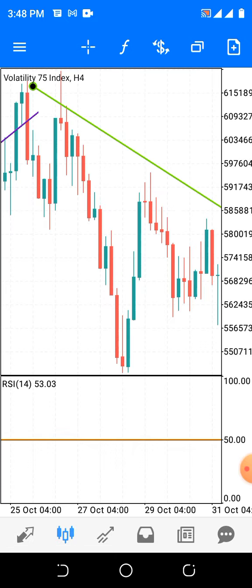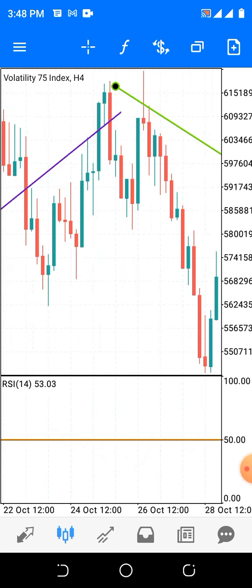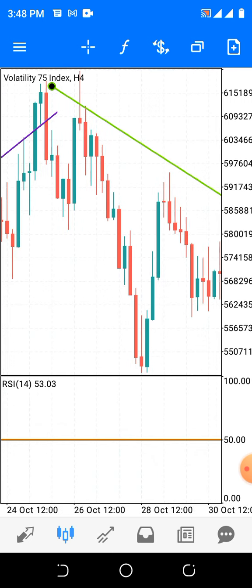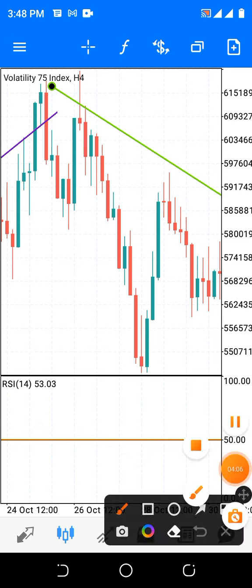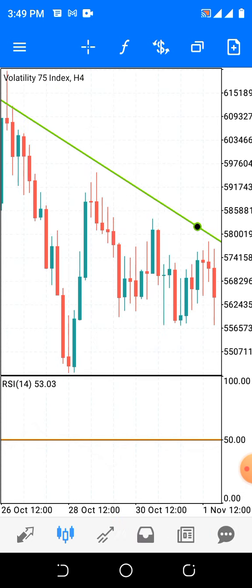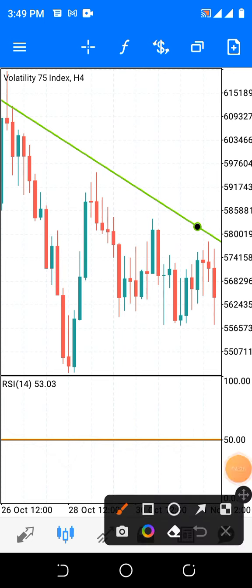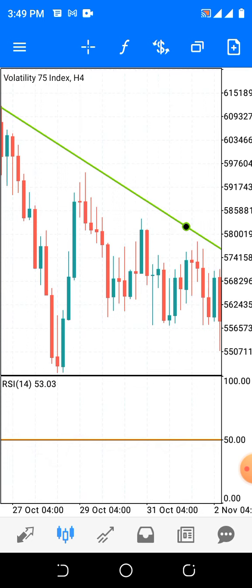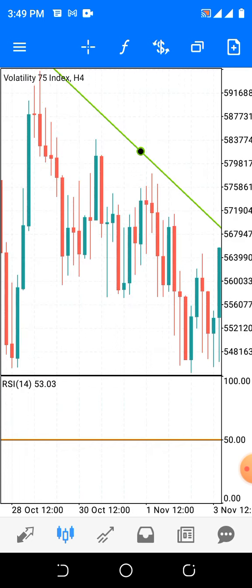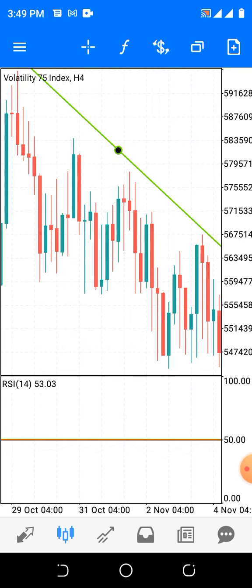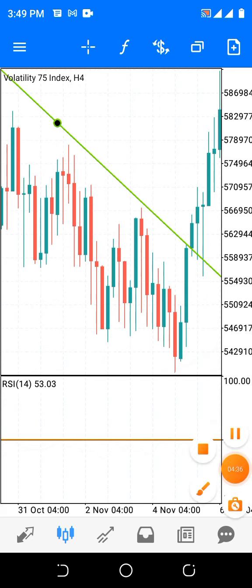So this is our bearish trend line. If you watch here, we make use of this point and this point to draw our bearish trend line. Do you understand? So our first entry should be here, once the market traces back to the line. Then our second entry should be here. So here should be our third entry.